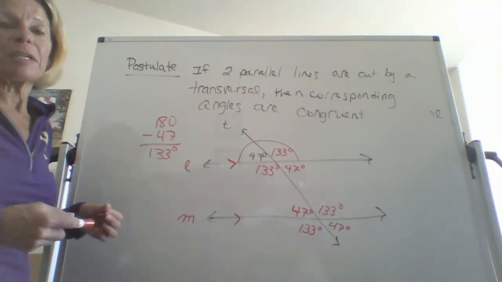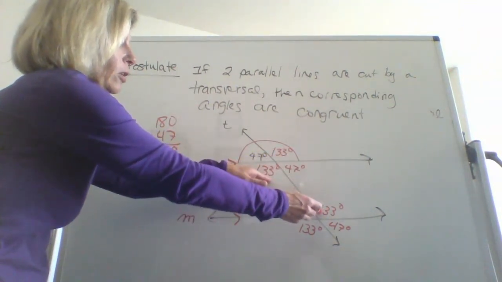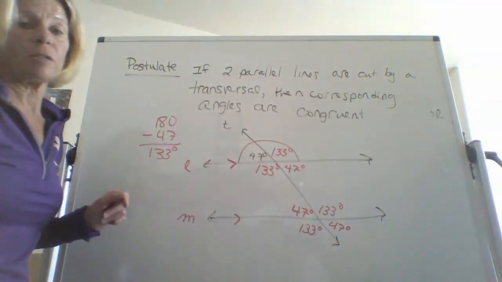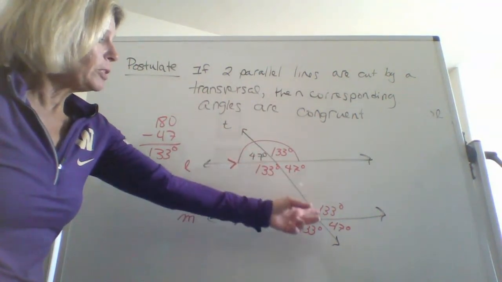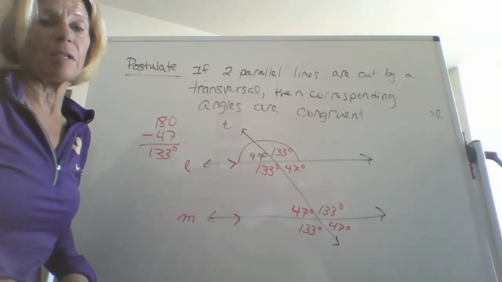And from there we can see alternate interior angles are congruent. Alternate exterior angles are congruent. And same side or consecutive interior angles are supplementary.